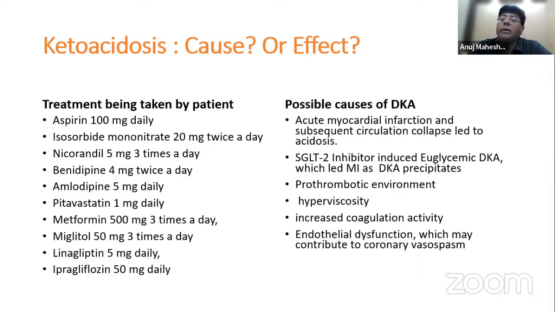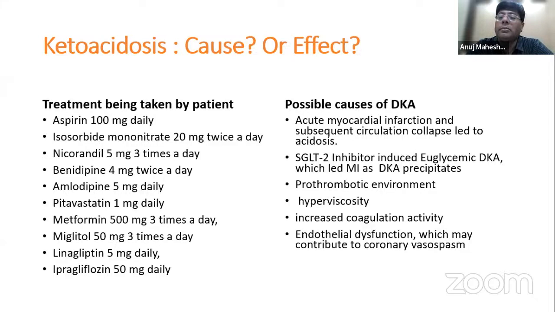Regarding the possible causes of diabetic ketoacidosis, if we go into that discussion, largely we have our mind towards the MI because that was the most drastic event. Probably everyone could think that this acute MI could lead the patient towards cardiac arrest also. Acute MI and its subsequent circulation collapse might have taken the patient into diabetic ketoacidosis. That could be one possibility, but not a 100% sure possibility. There may be some other possibilities too.